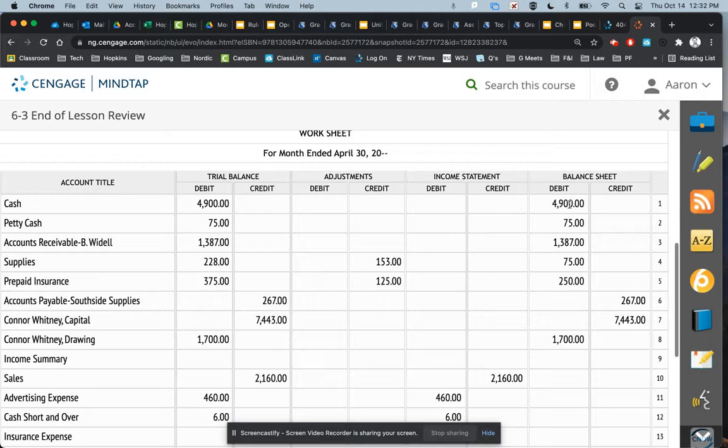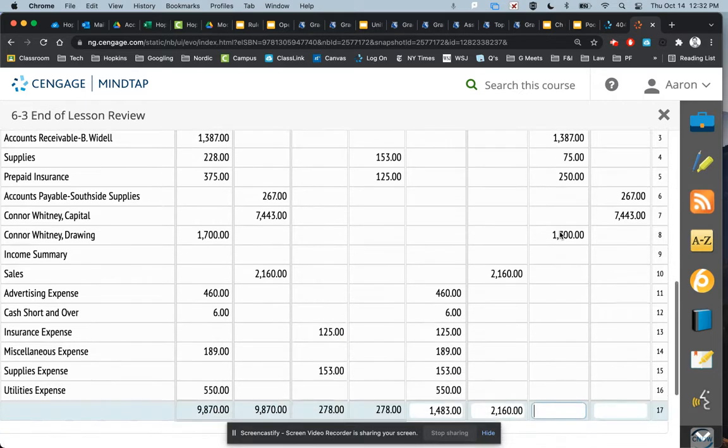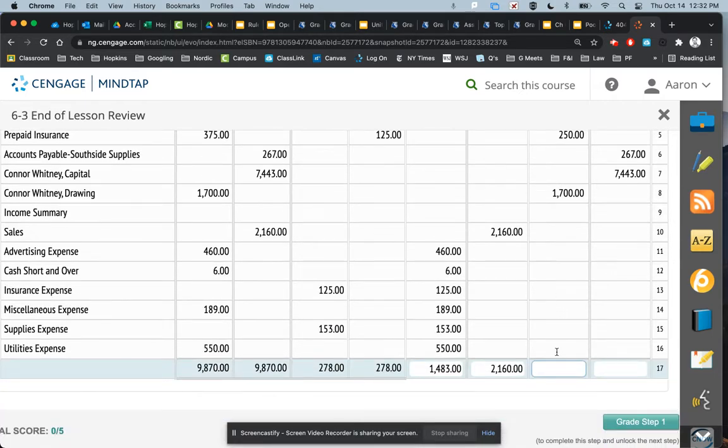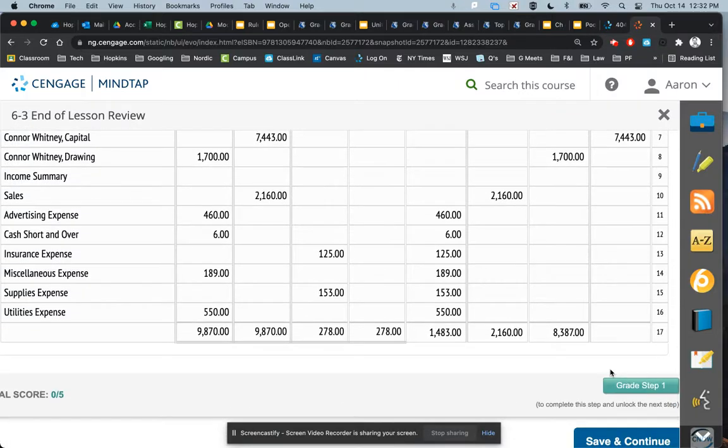Moving over to our balance sheet debit items, all of those add up to 8387. So these two are the income statements, and these are the balance sheets. We said the income statement numbers don't have to match, and they don't in this case. But the balance sheet numbers, the debits and the credits, they absolutely should match. So you'd want to make sure, or actually, no, they don't match for right now. That's what I was saying. You guys were both right.